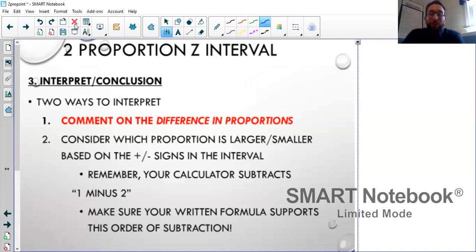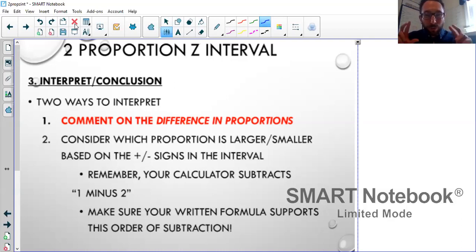Anyways, this interval is a little bit weirder to interpret because, like I said, it's not just one percentage. We're focusing on a difference in percentages. So there's two ways to write the interpretation. We could just comment on the difference, and that's what we'll start with. That's in red because that's what I would do. That's just copying the wording out of the question.